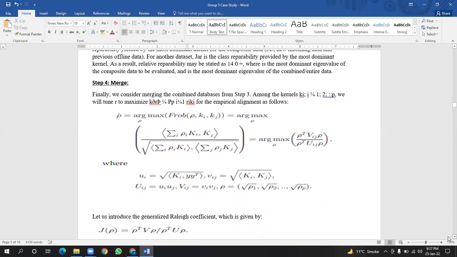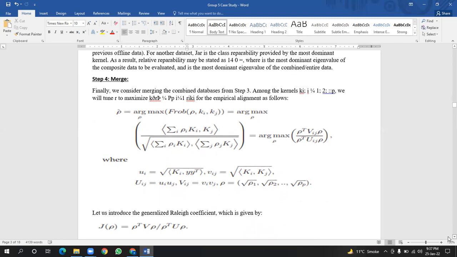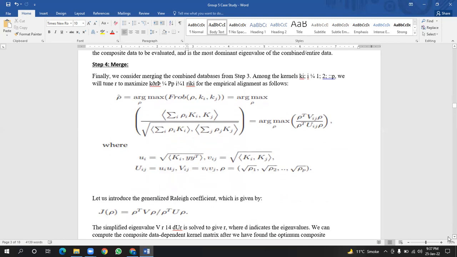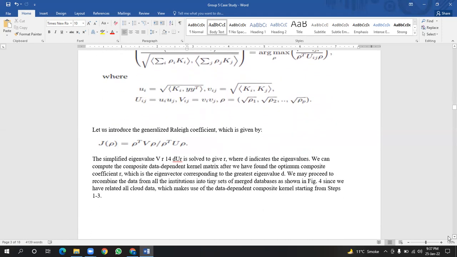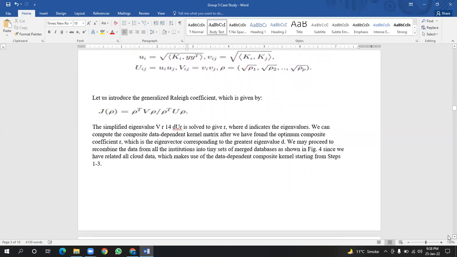So in the last step, we merge the databases. Finally, we consider merging the combined databases from step 3 among the kernels Ki, i = 1 to P. So we will tune R to maximize this formula for the empirical alignment as follows. As you see, the argument is the maximum argument of the Frobenius, the maximum argument of the eigenvalue. So here let us introduce the generalized Rayleigh coefficient, which is given by J(P) equal to P transpose V P over P transpose U P. The simplified eigenvector of V R is sought given R, where D indicates the eigenvalue.